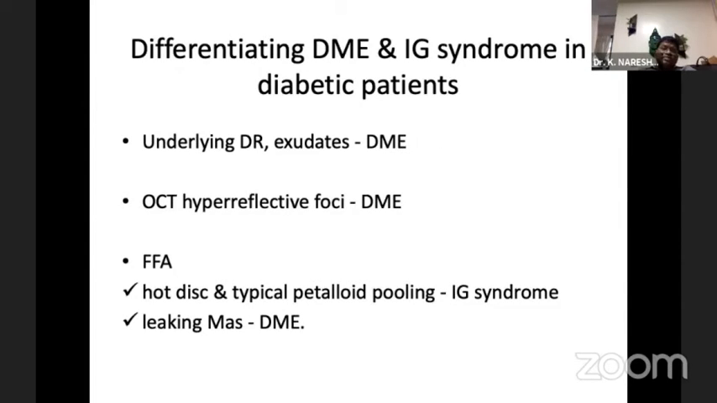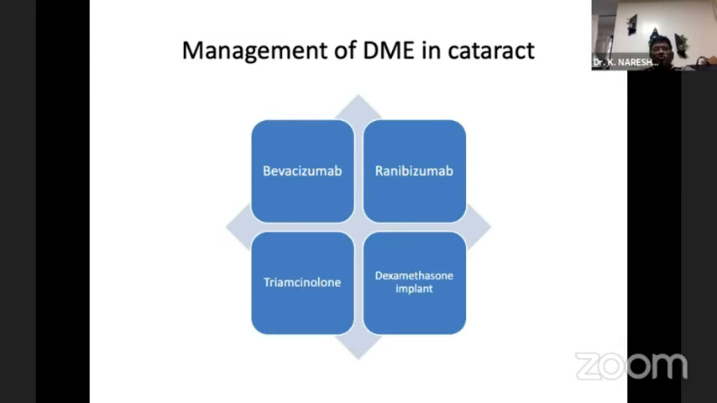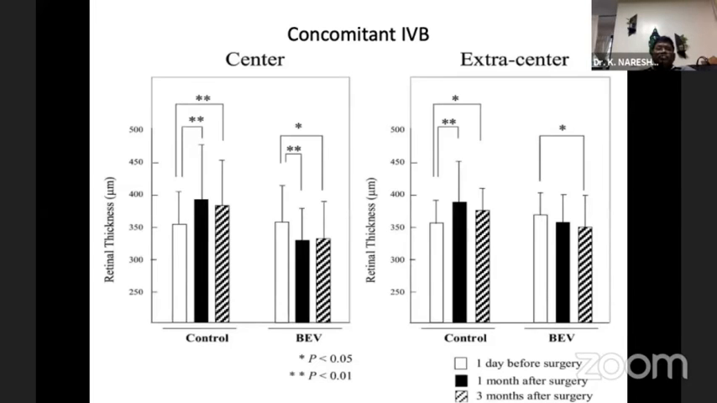Again, in post-operative DME, you have to differentiate that from Irvine-Gass syndrome, because in diabetic macular edema, you'll have background changes and exudations. And OCT can also differentiate whether it's DME or just Irvine-Gass syndrome. As far as management is concerned, now we have an armamentarium right from ranibizumab to Eylea to triamcinolone. So in case of bevacizumab, this is the result.